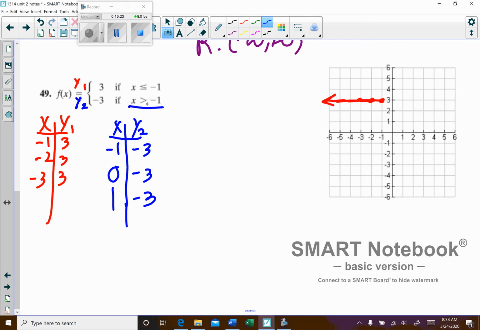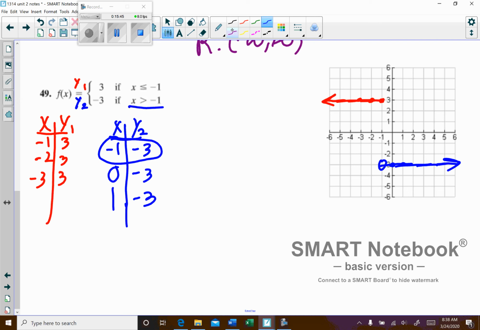And then negative 1 actually is not part of the parameters here, but we're going to go ahead and put an open circle there to remind us of that. So at negative 1, negative 3, we get an open circle, and then 0, negative 3, 1, negative 3, and so on and so on. And so that pattern would continue out that way.